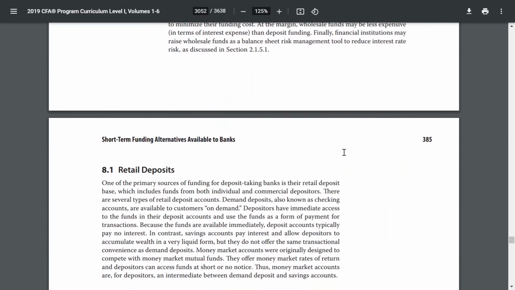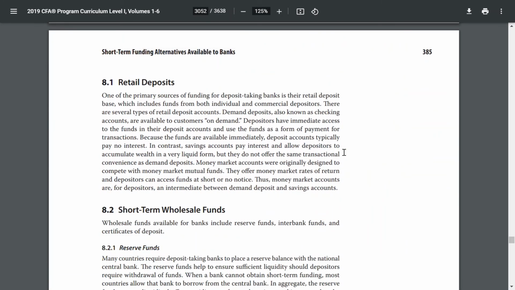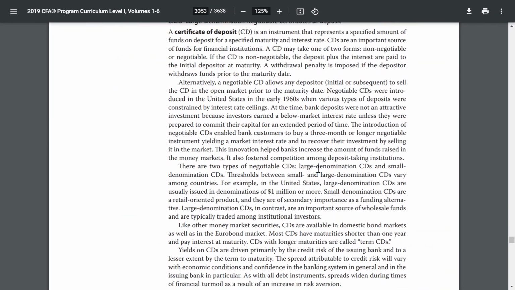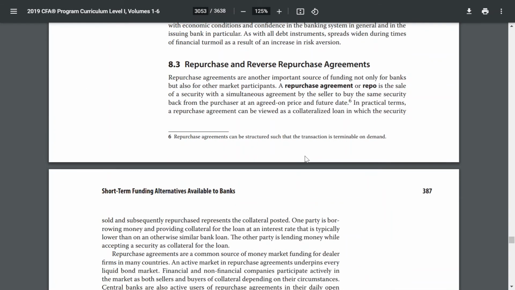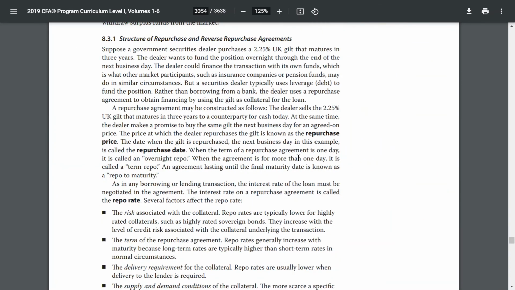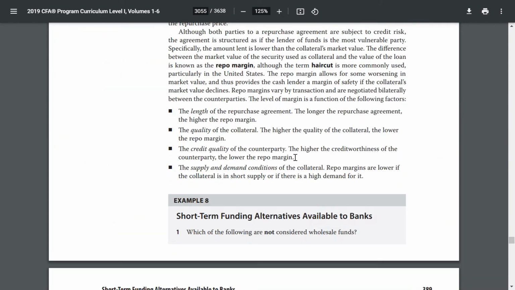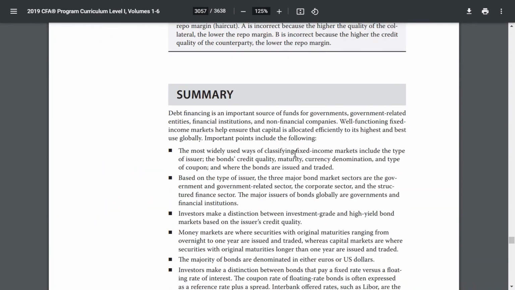Retail deposits, short-term wholesale funds. We have repurchase and reverse repurchase agreements. These are all alternative ways in which financial institutions may raise money.